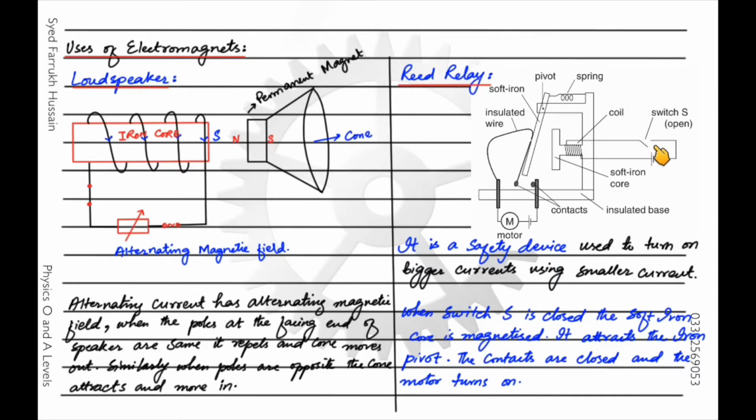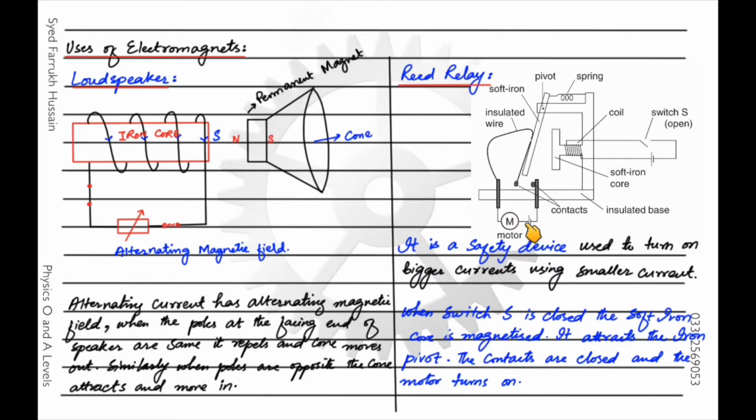So when you close the switch S, the electromagnet of iron becomes magnetized, and this electromagnet attracts the iron bar, and this iron bar then lets these contacts close, and the motor turns on. So when switch S is closed, the soft iron core is magnetized and it attracts the iron pivot. The contacts of this circuit are closed and the motor turns on.